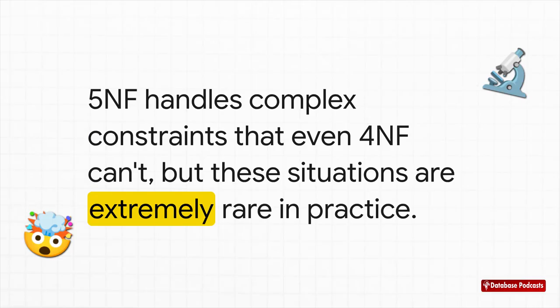5th normal form, which you might also hear called project join normal form, is designed to deal with some really obscure data problems. We're talking about weird, cyclical constraints that can span across multiple tables. Honestly, the chances you'll ever actually need to implement 5NF are incredibly slim. For most of us, 4NF is the practical finish line.